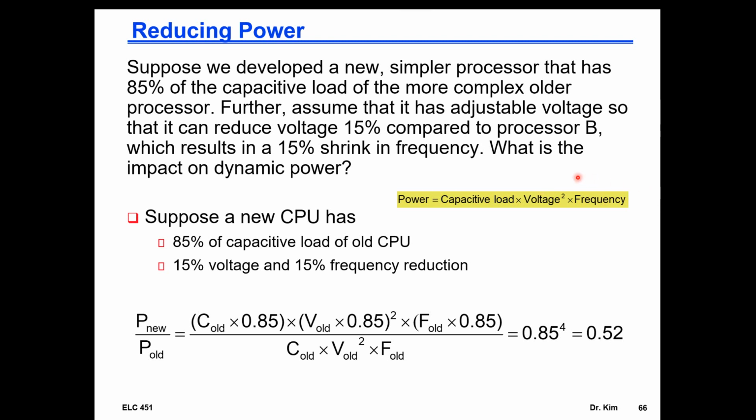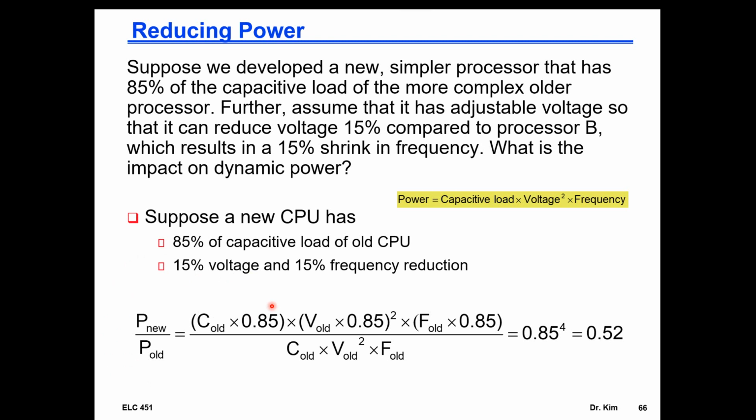According to this simple relationship, power is equal to the capacitive load times voltage squared times frequency. Suppose that a new CPU has 85% of the capacitive load of the old CPU, as we said, with a 15% voltage and 15% frequency reduction. Let's look at this relationship here, comparing the power of the new system with the power of the old system.